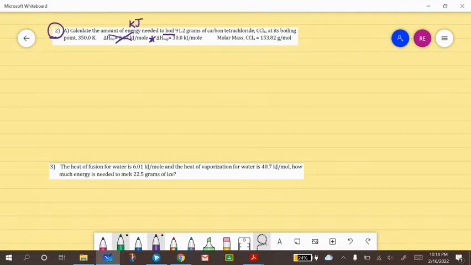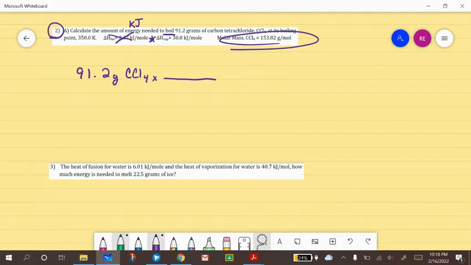Let's start off with the fact that we have 91.2 grams of carbon tetrachloride. And we're going to treat this just like a conversion problem. We're going to convert to moles. Remember, the first thing you do when you're in doubt is convert to moles. We have the molar mass here, and remember that's a flippable conversion factor. So we know that 1 mole of CCl4 has a mass of 153.82 grams. That will allow us to get grams to cancel and convert to moles.